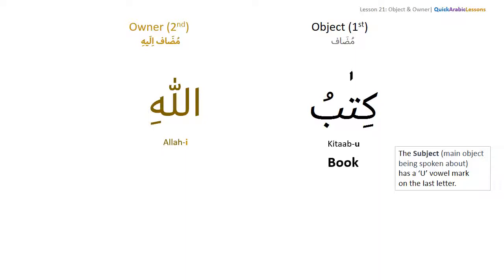Now, Allah is the owner of this book. How do we know that He's the owner of this book? Because in Arabic, if you see a vowel on the last letter of a noun, of a name, or of something, then that means that it is the owner of that object.